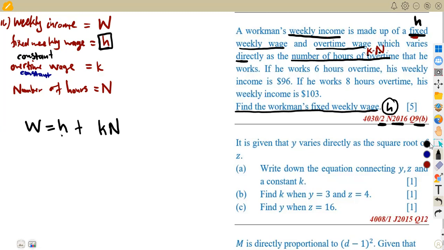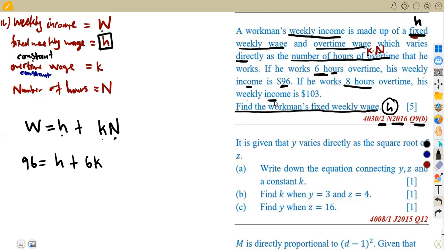So what are we going to do with the information that we are given? We are going to substitute here. Remember, on the first part, we are given that if you work 6 hours overtime, the number of hours is N. So we are given N. His weekly income, W, is 96. So W, 96, is equal to H plus K times N. N, the number of hours, is 6. So it's going to be 6K. We have substituted the first information. We move on to the second information. If he works 8 hours, we are given N, the number of hours.